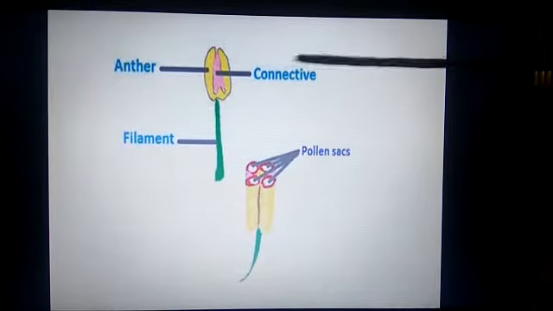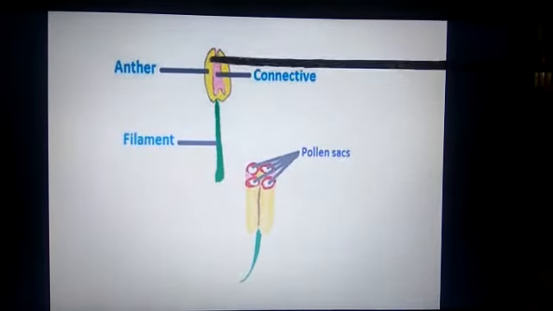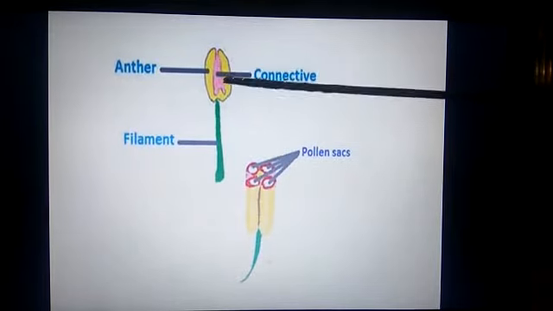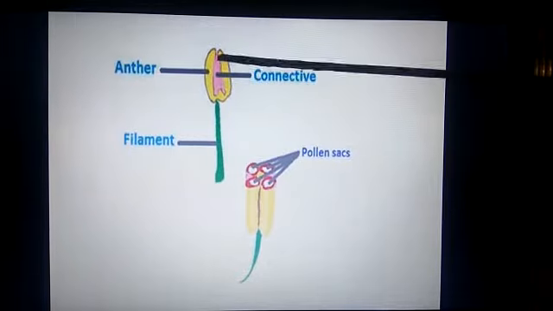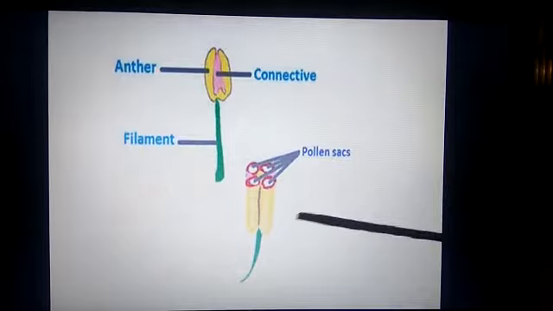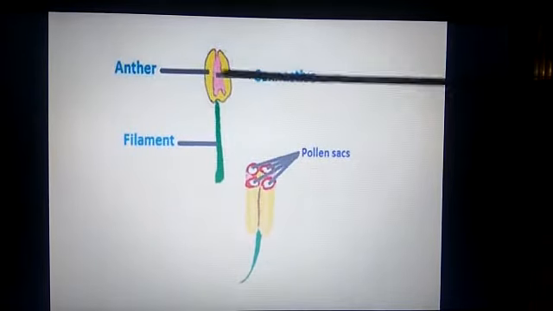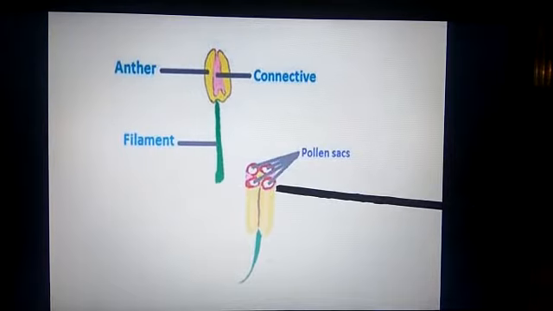Now, this is the structure of anther. You can see 2 lobes here. These 2 anther lobes are joined by a group of sterile tissue, and we call that connective. Now, if you cut the anther in transverse section, you see this kind of structure.